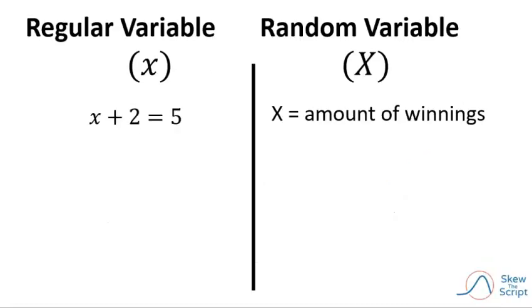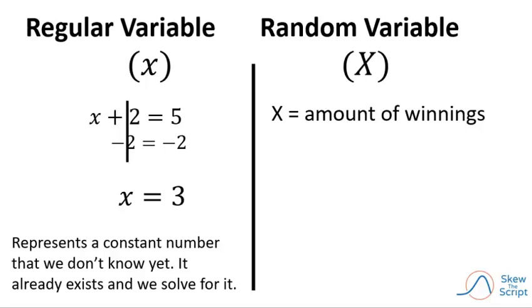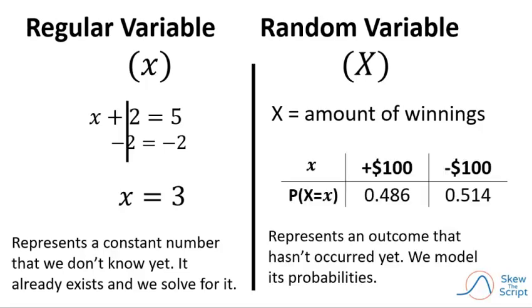Now, before moving further, let's take a moment to talk about the difference between a random variable and a regular variable that you've seen in your algebra-based classes. When you talk about regular variables, on the left, you've seen this when you're solving equations. In this case, you would get x equals 3. A regular variable like this represents a constant number. It's a number that exists, and we just have to solve to find it.